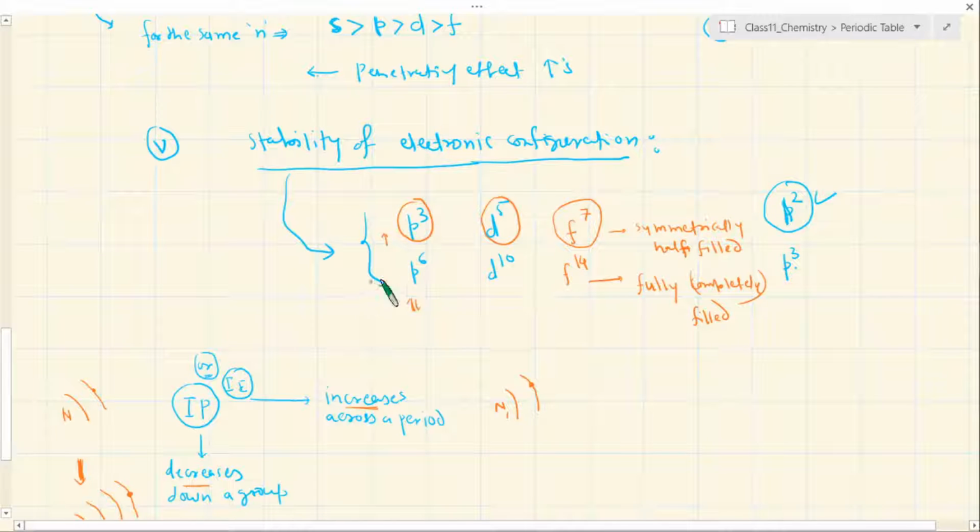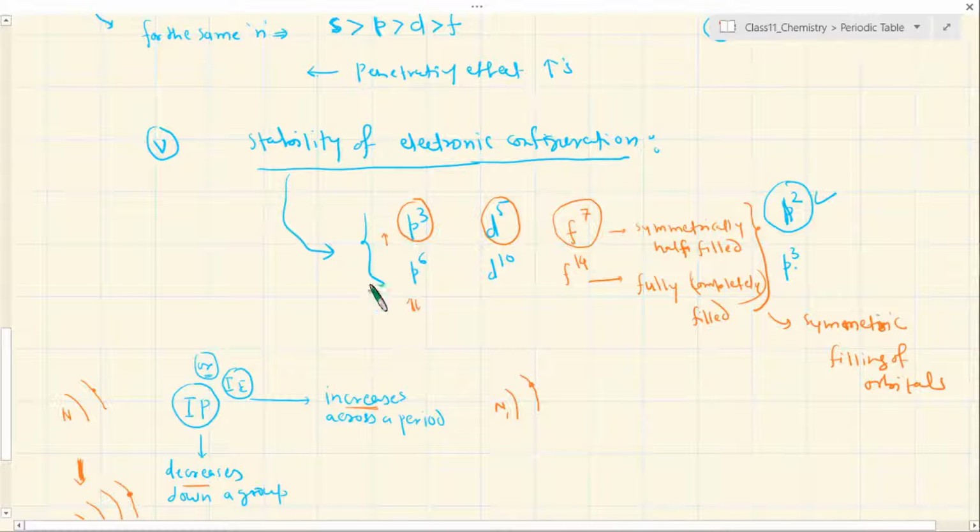Okay, so please see, there is an idea of symmetry in either of these two cases. There is an idea of symmetric filling of orbitals. And these are really symmetric among all other configurations.